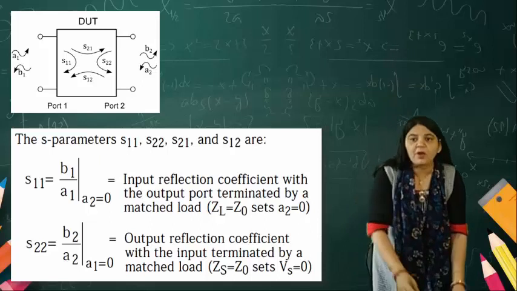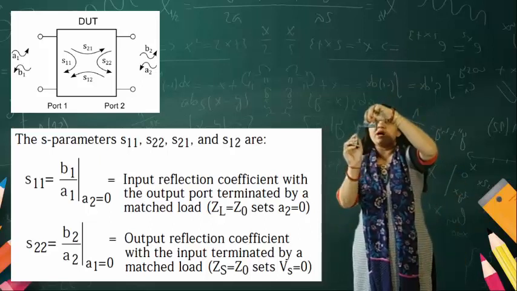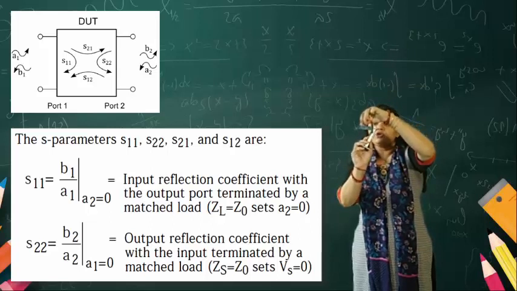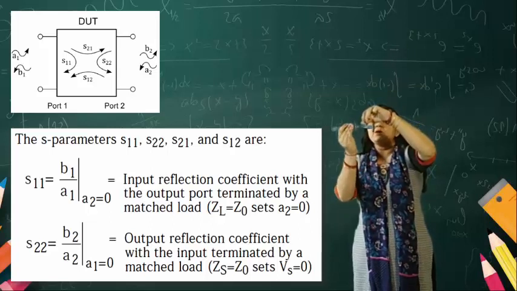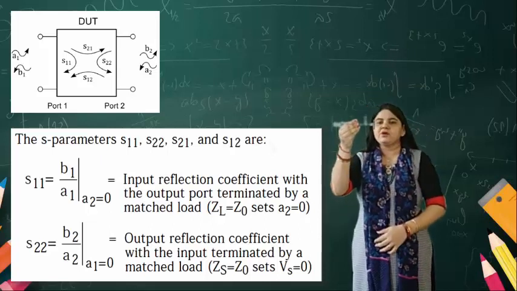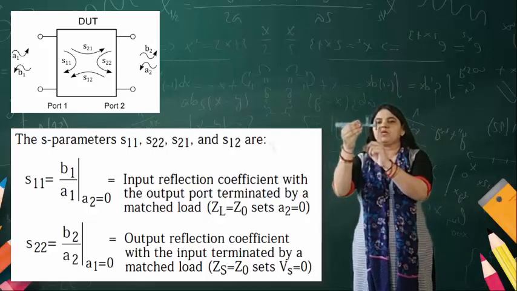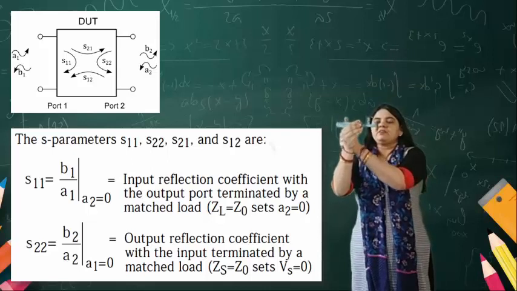Now B2 upon A2, this is what? Port number 1, port number 2. Fine. Now port number 1 is connected with what? With the match load. So now what happened? You are applying the input from here. Okay, input from here. It is connected with this match load.